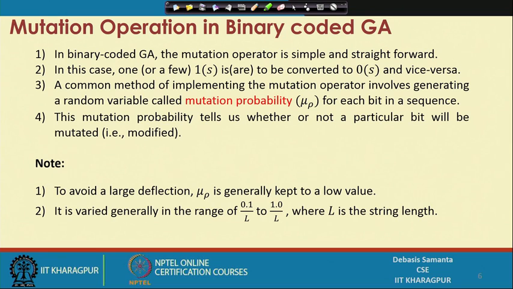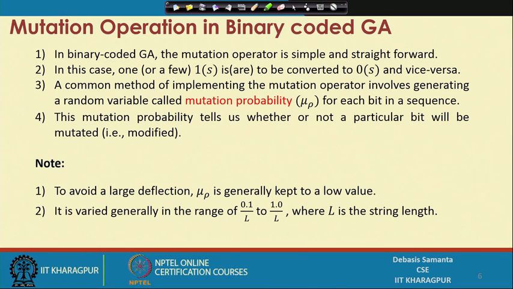Now, the mutation operator. We know that in binary coded GA, the chromosome is represented in terms of zeros and ones. So, if we change some ones into 0 and vice versa, then it is called mutation. Basically, changing some ones or zeros to zeros or ones is the mutation. Now, the question is which bits in the binary chromosome should be changed.